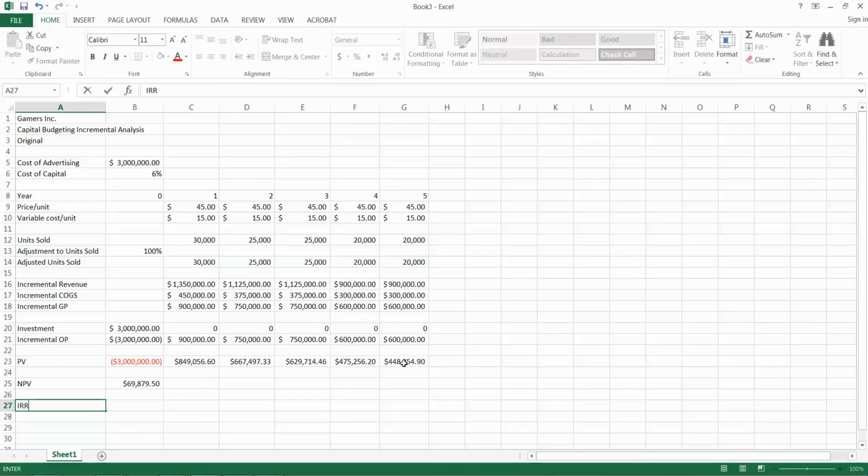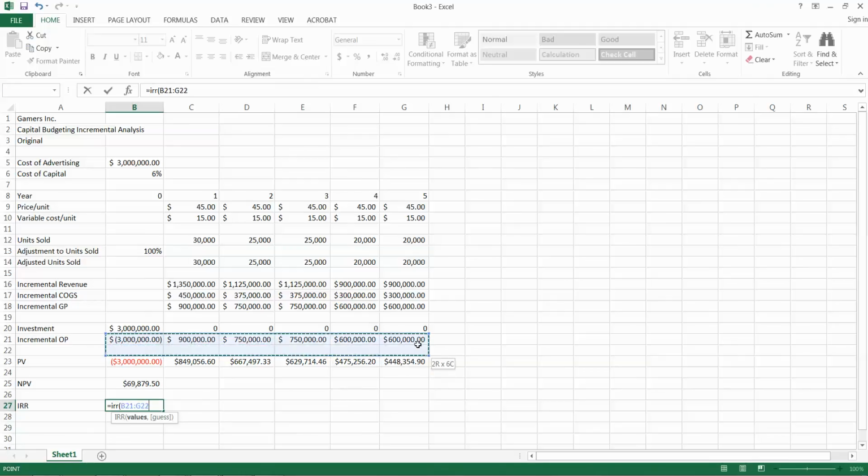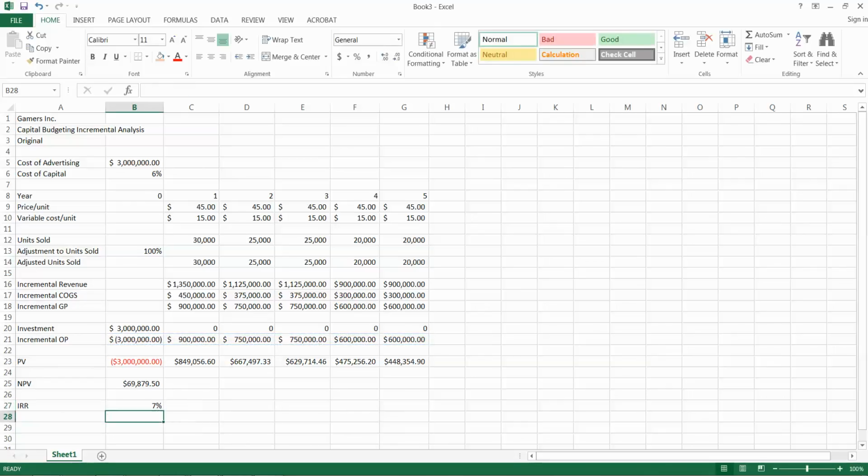Our IRR is using the IRR formula. Keep in mind here, though, that we want to use the incremental operating profit line, not the discounted line. You want to use the non-discounted line of incremental operating profit when you're calculating your internal rate of return. We've got 7%, but we suspect that on the quiz we would be asked to move out at least 1 decimal point, so let's move out 2 just to be sure.